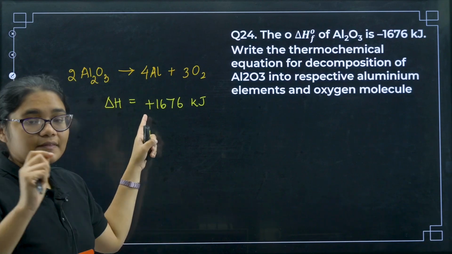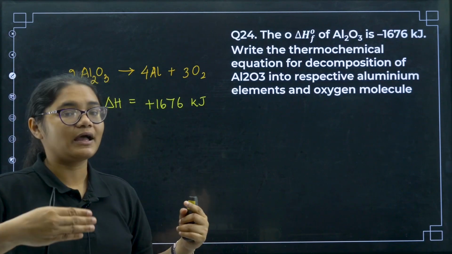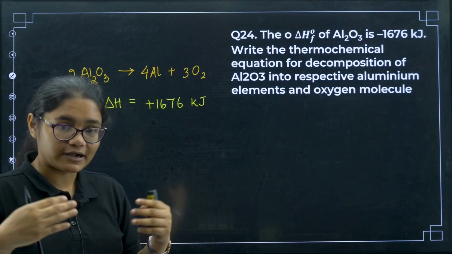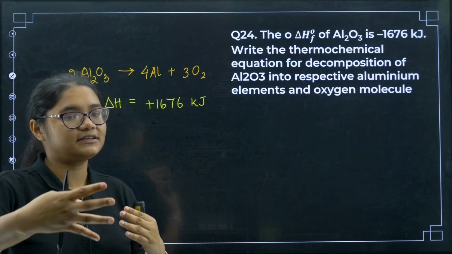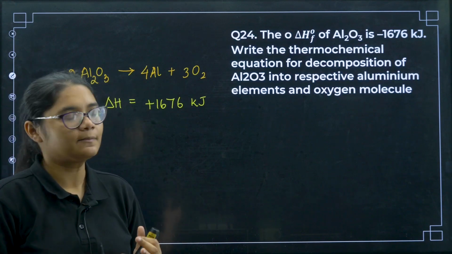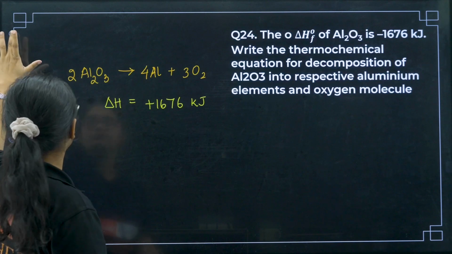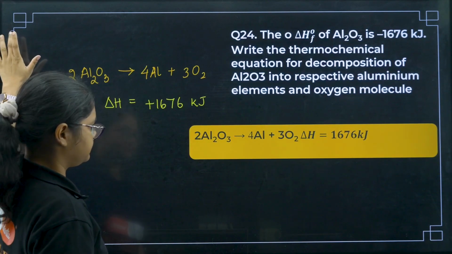Here is the twist that you should keep in mind. When the molecule is formed, you have minus energy, right? Whenever a formation takes place, energy is released. But when you break the molecule, you have to provide the same amount of energy. So that is plus 1676. Okay, next we'll move to question number 25.